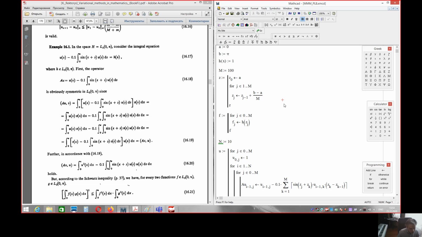And we do the same for the right-hand side function of this equation, h from x. We denote its discretized values as coordinates of the vector f. So fj is equal to h from zj.